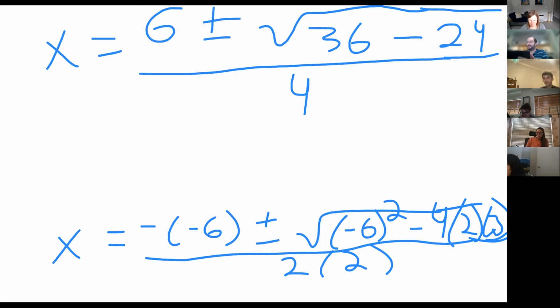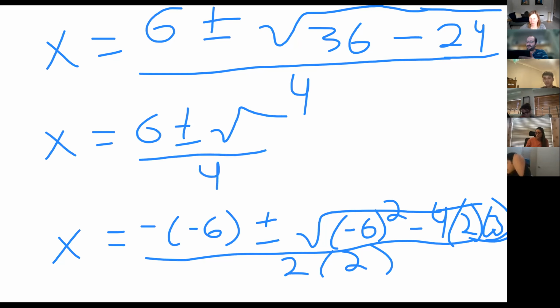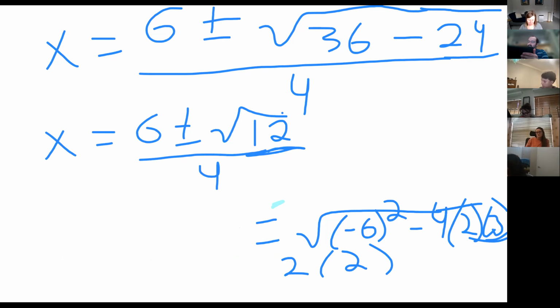All right, are we together on this? Hopefully. X equals 6 plus or minus something in a radical, and we have something over 4. So what's going inside this radical over here? Well, 36 minus 24 should give me 12. It's 12, right? Okay, I was making sure I did that. Okay, we got this thing.